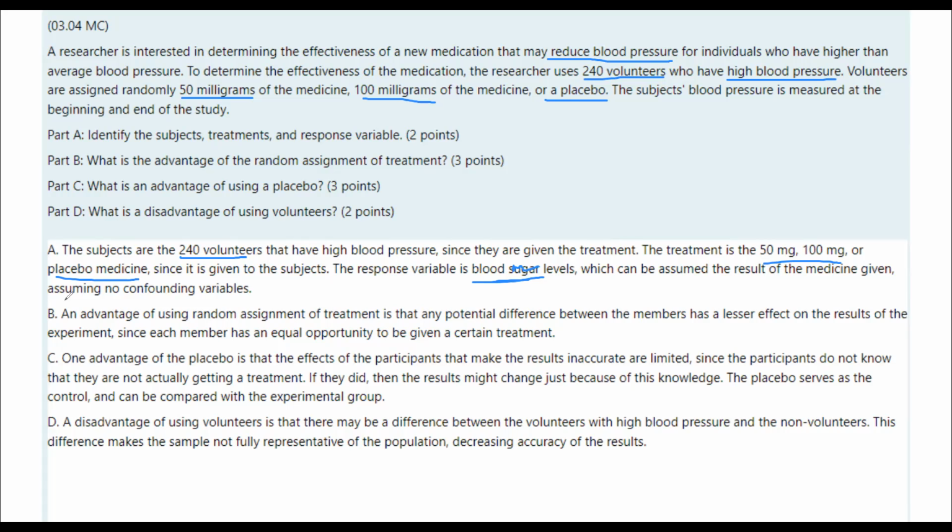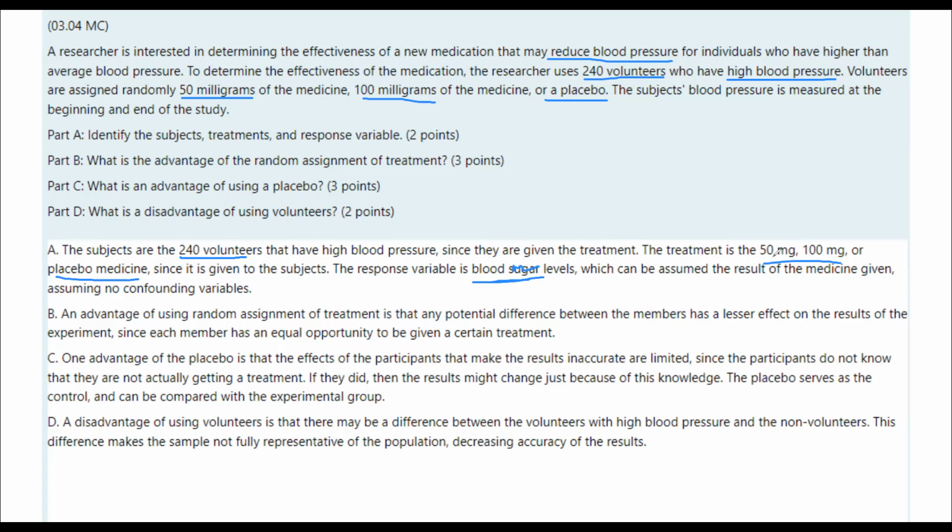The advantage of it is that it improves accuracy because, like I already said earlier, it makes you ask, is the effect of this medicine really because of it, or the fact that someone thinks they're getting medicine? A disadvantage of using volunteers is that there may be a difference between volunteers with high blood pressure and non-volunteers. This difference makes the sample not fully representative of the population, decreasing accuracy of the results. Okay.